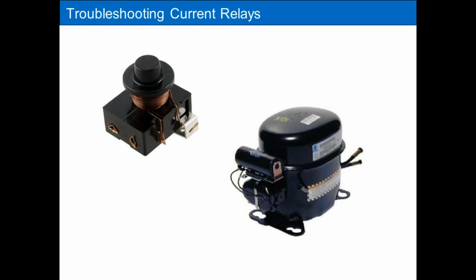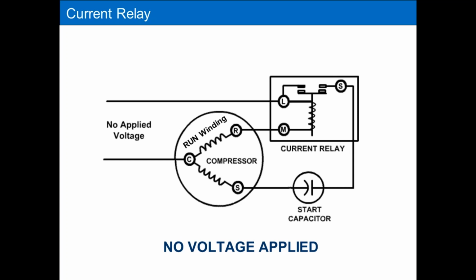A defective relay can definitely cause you to have a compressor that doesn't start. The most common type of relay used on these types of systems is the current relay. So let me show you how the current relay operates first, and then we'll talk about how to troubleshoot whether it works or not. The current relay is basically a relay that works off of the high inrush current that a compressor will see during startup.